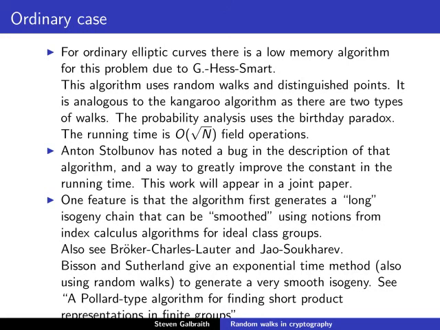And I also wanted to mention this very nice algorithm, since Gaetan and Drew are both here, due to Bisson and Sutherland, that is a different approach to finding it. It's exponential rather than sub-exponential, but it's a really nice way to control the niceness of the isogeny you get. So if you don't know that paper, you should look at it. It's called A Product Type Algorithm for Finding a Short Product. There you go.